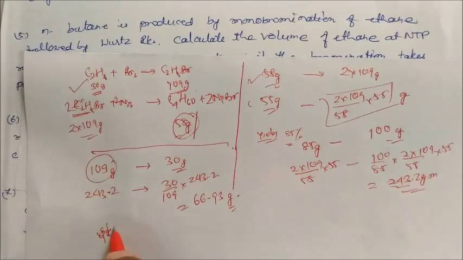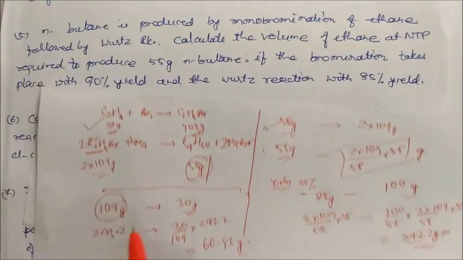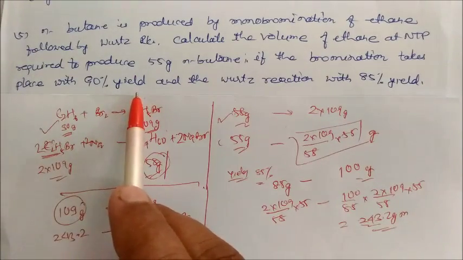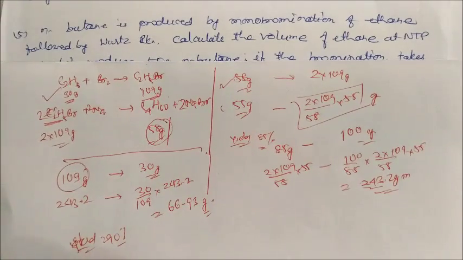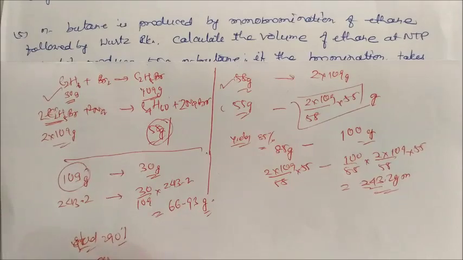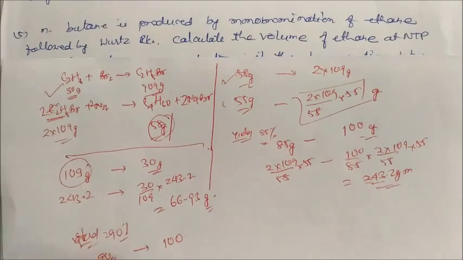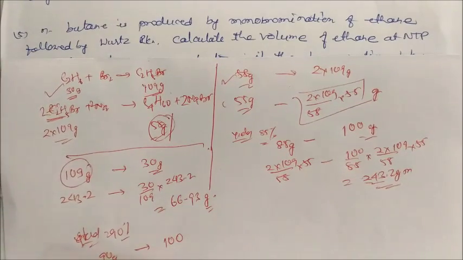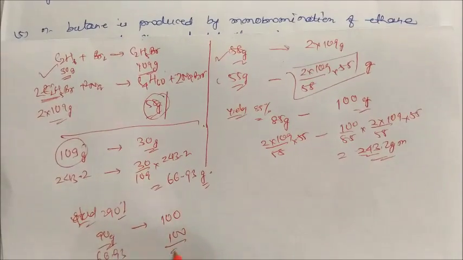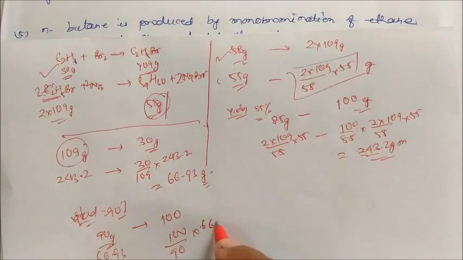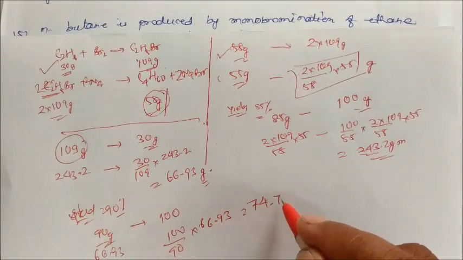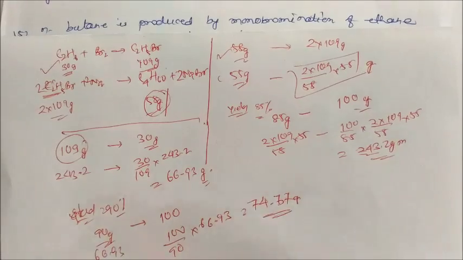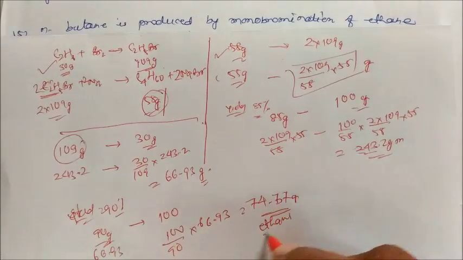Now, what is the actual ethane? The yield is again given there, 90%. You see the question, the yield is 90%. So 90% means what? If you take 90 gram of ethane, we require 100. So if you take 66.93, we require 100 divided by 90 into 66.93. So you will get 74.37 gram. So this is the actual ethane required.